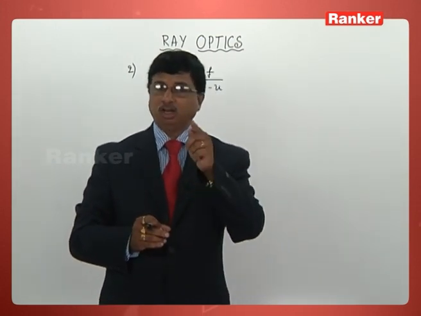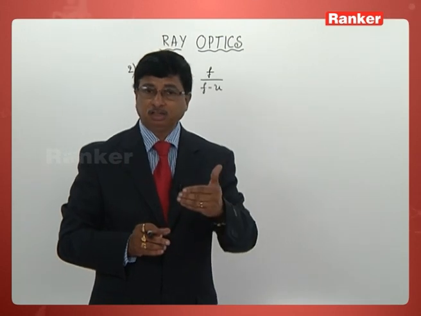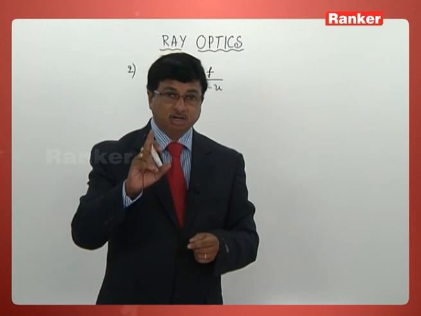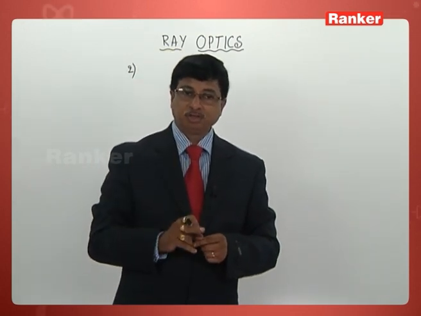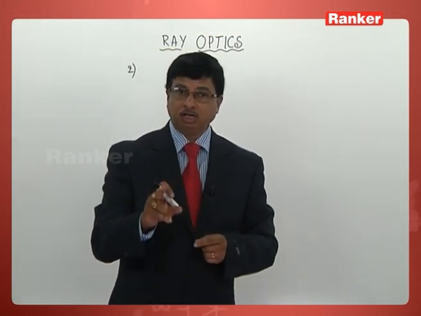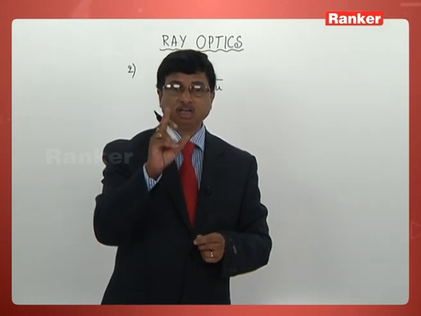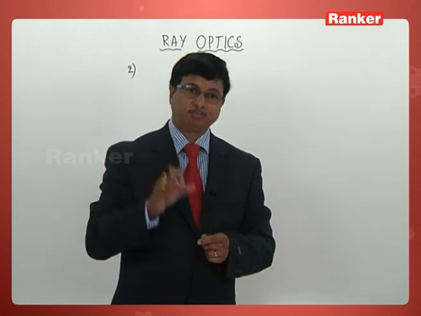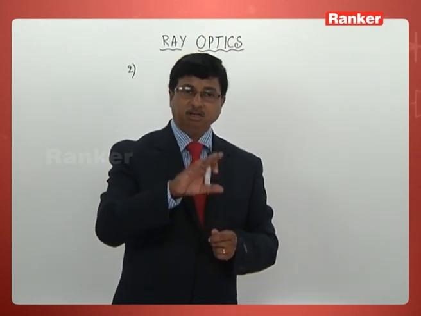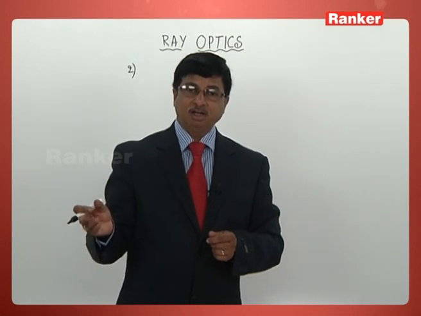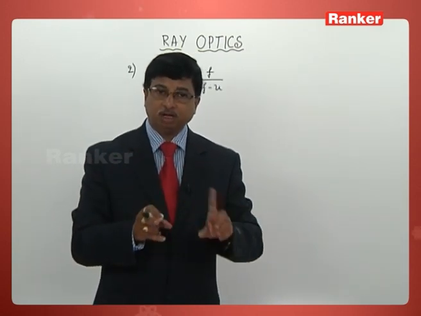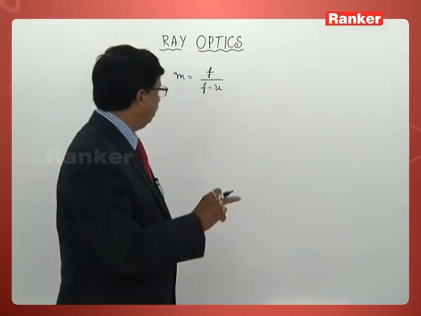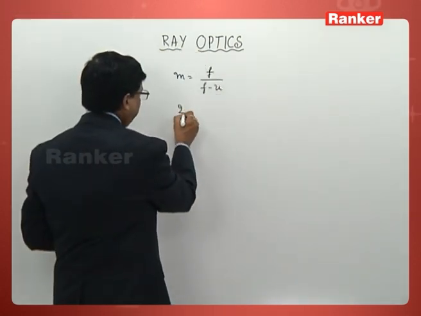What is the focal length given now? Focal length is given 0.2. No doubt 0.2 meter, but it is a concave mirror, mind that point. Concave mirror's focal length will always be taken with a negative sign, just because of the convention we are following. So f will be negative for a concave mirror and f will always be taken positive for a convex mirror. So automatically we can write in this case m is going to be 2, no doubt.